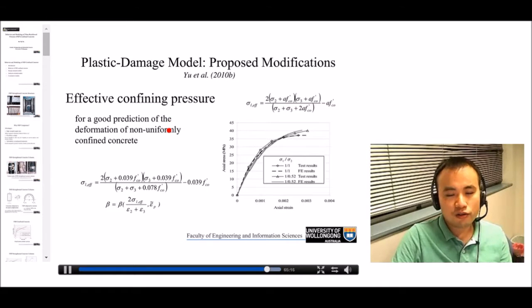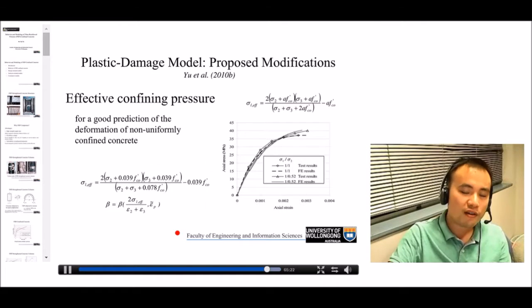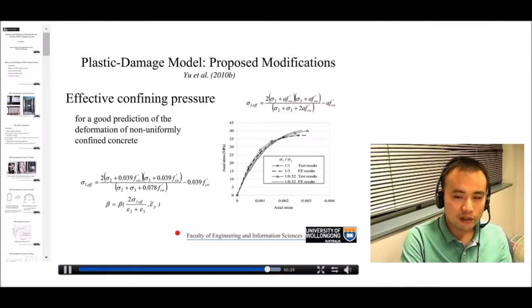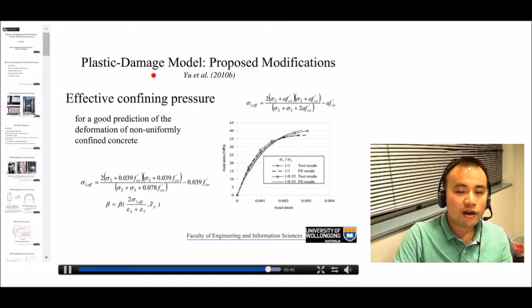Another important thing is how to define the effective confining pressure, because we said that both the flow rule and the hardening rule are confining pressure dependent. However, for concrete under non-uniform confinement, the lateral pressures in two directions are not equal. So how to define a unique confining pressure for those cases is a challenge. So in 2010, we proposed this equation for effective confining pressure. The purpose of defining this is for good prediction of the deformation of non-uniformly confined concrete.